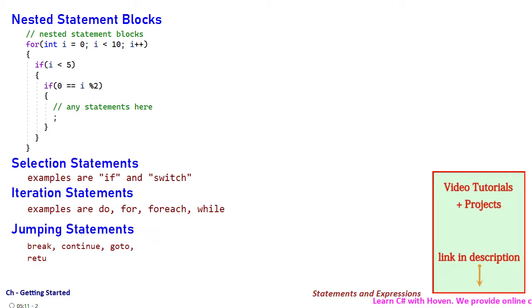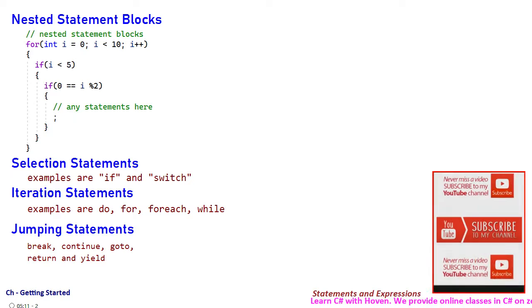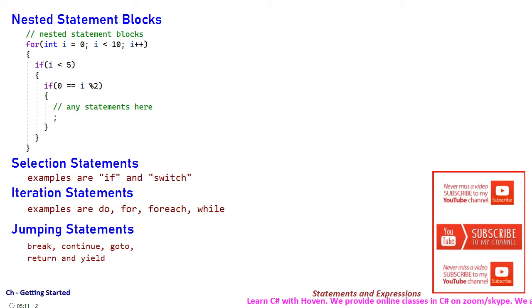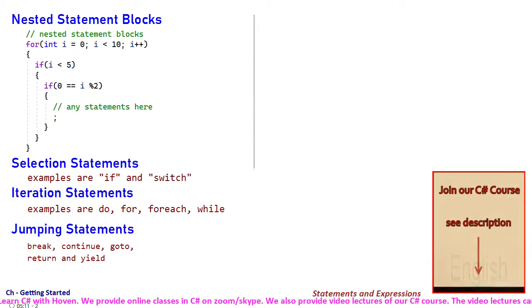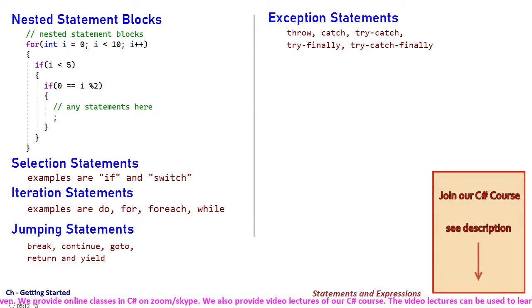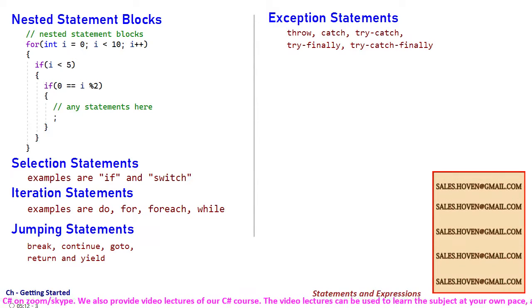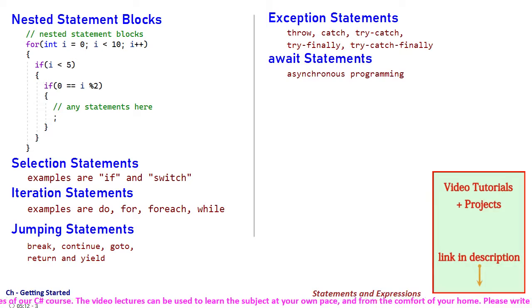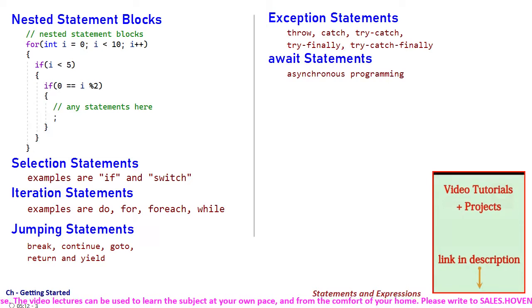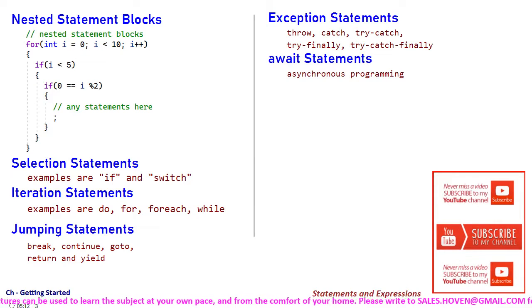Then there are jumping statements. Flow of a program can be manipulated with jumps to another part of your program. Examples are break, continue, goto, return, and yield statements. Then we have exception statements. Exception handling is done with exception statements. Examples are throw, catch, try finally, and try catch finally. Then await statements are there. Await statements are used in asynchronous programming.